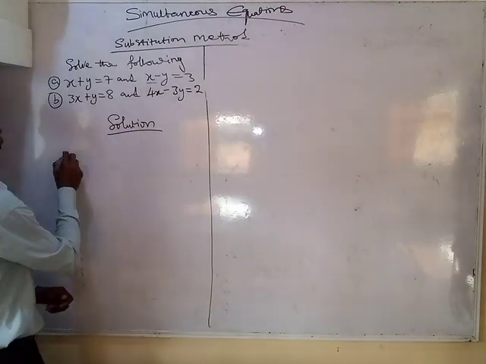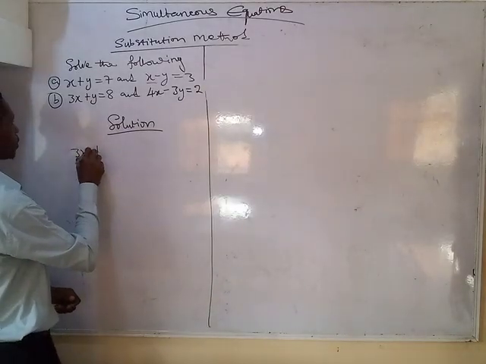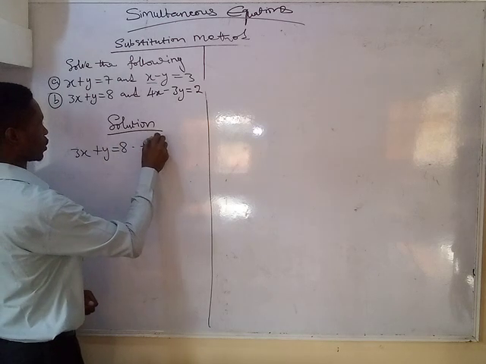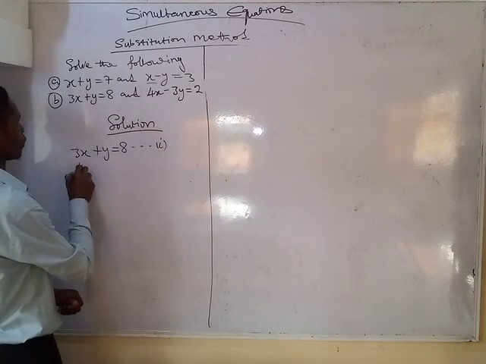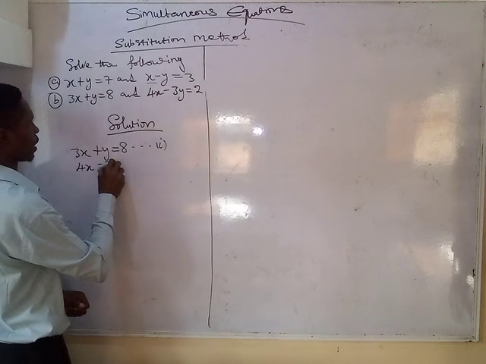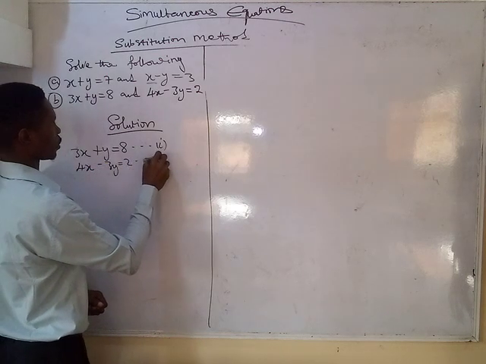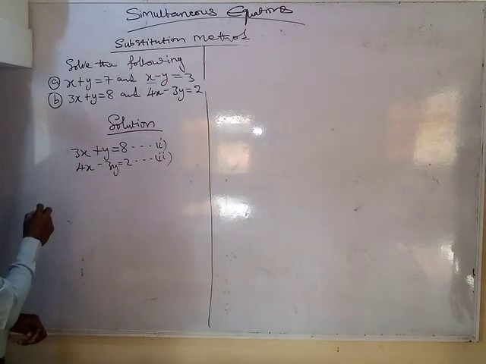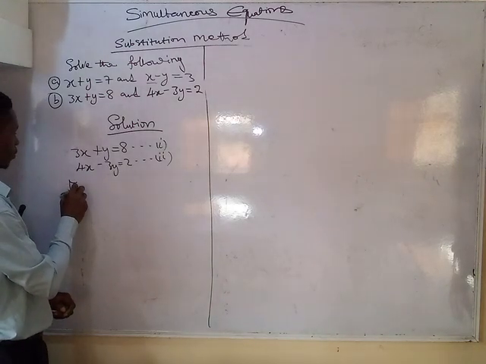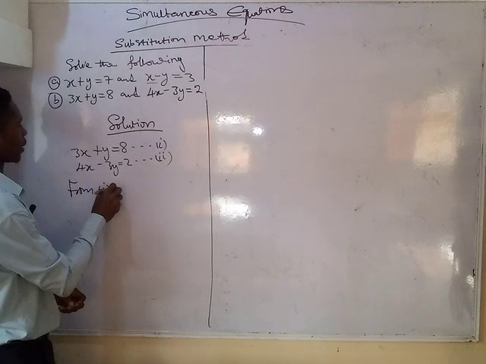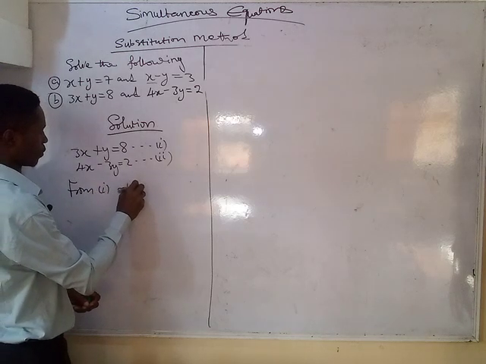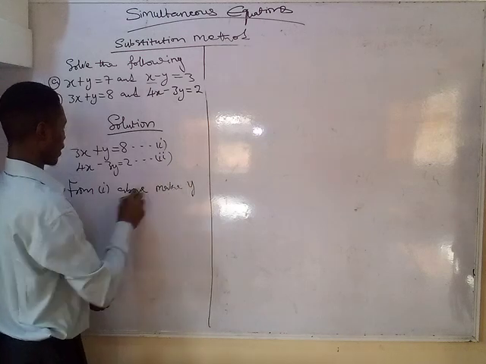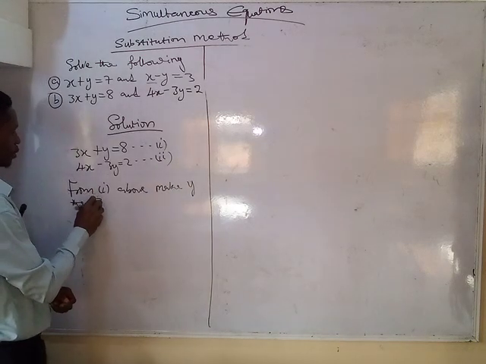Here we go. We have 3x plus y equals 8. We call this equation 1. We have 4x minus 3y equals 2. We call it equation 2. So here I say the same thing. From equation 1 above, make y the subject.